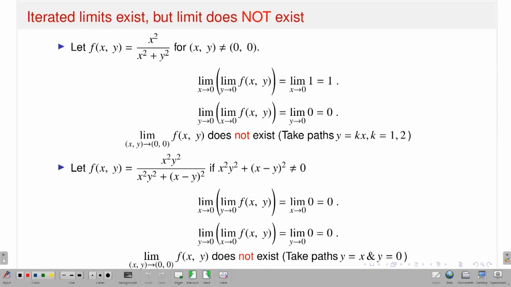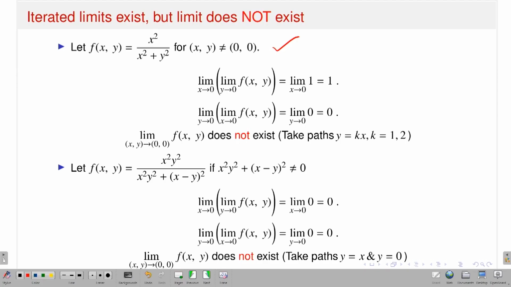So this example ensures that the double limit can exist while both iterated limits do not exist. Now see another example where the iterated limits exist, but the double limit does not exist. So this is the example. Let's take f equal to x square by x square plus y square, for xy non-zero. Now I want to talk about the existence of the double limit at the point 0, 0 and the corresponding iterated limits.